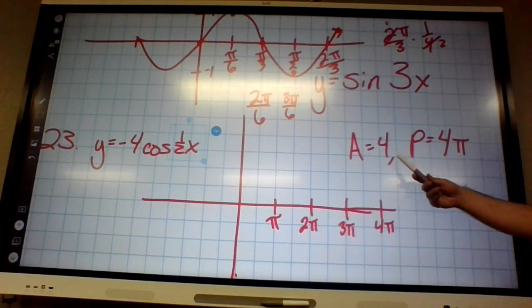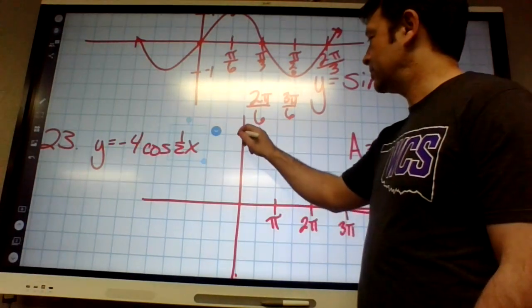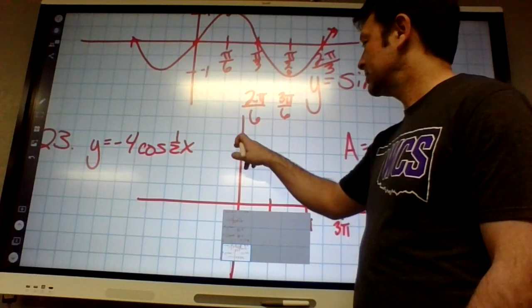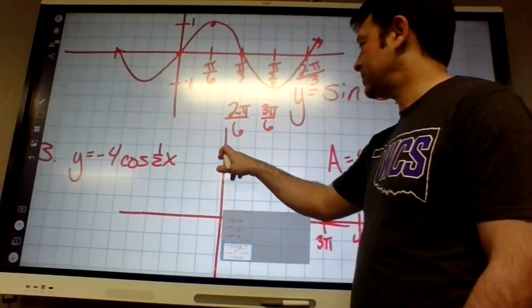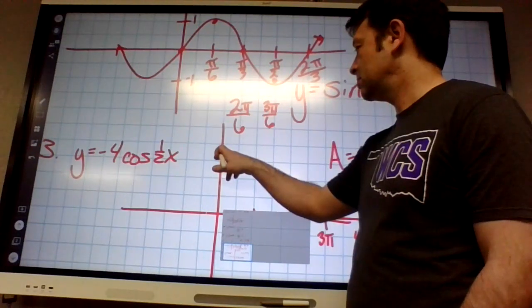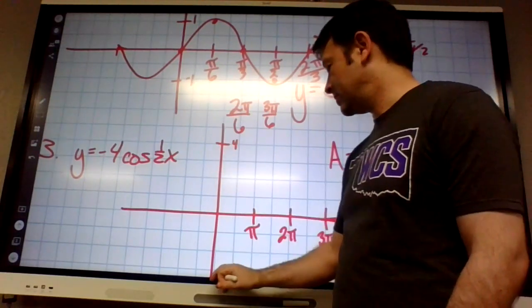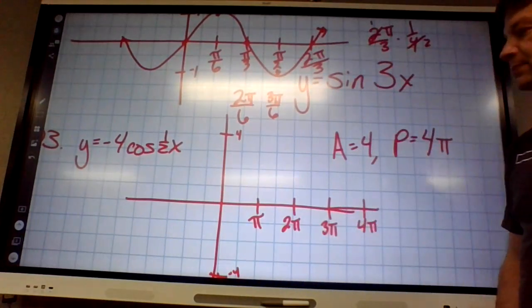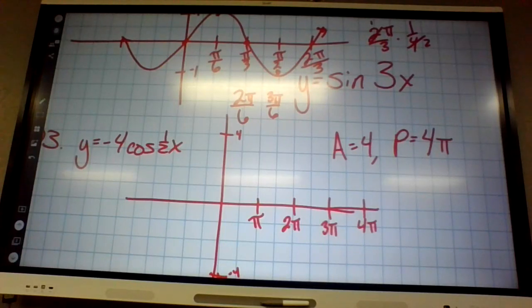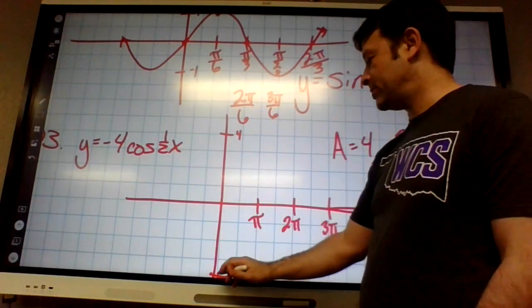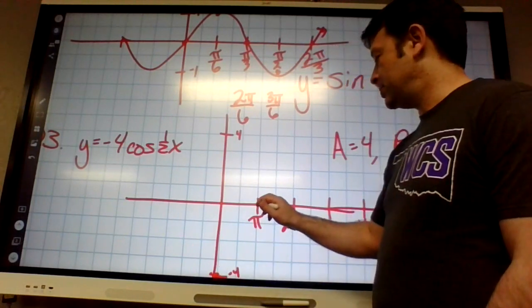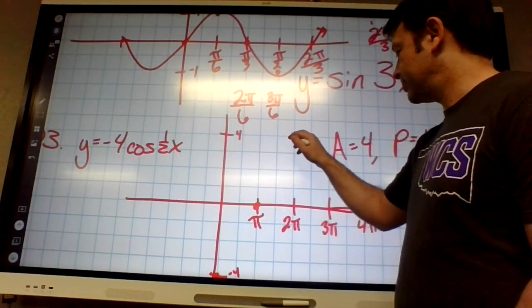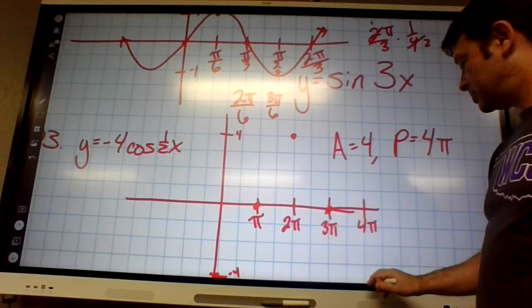And if the amplitude is 4, I need to go up to 4 and down to negative 4. Okay, it's a cosine which starts at the top, but it's a negative cosine, so it's going to be upside down. So we're actually going to start at the bottom, and then go middle, top, middle, bottom.